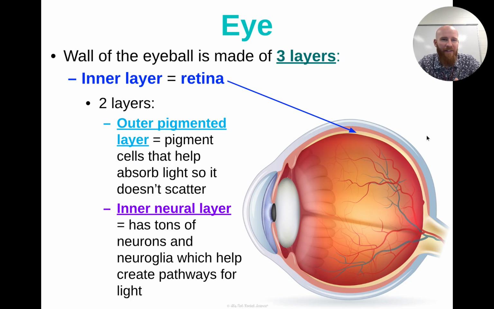And finally, third layer, you got this inner layer. We refer to this as your retina. You got two layers within this inner layer. You've got that outer pigmented layer, so the pigment cells that help absorb light so it doesn't scatter all over the place, right? It can keep it absorbent and keep it intact. And then also you have that inner neural layer. So now we get into those neurons and neuroglia, which help to create a pathway for the light to basically travel to the CNS or to the brain.